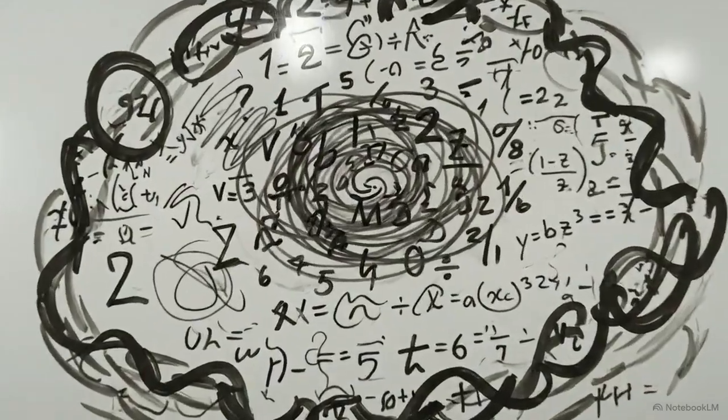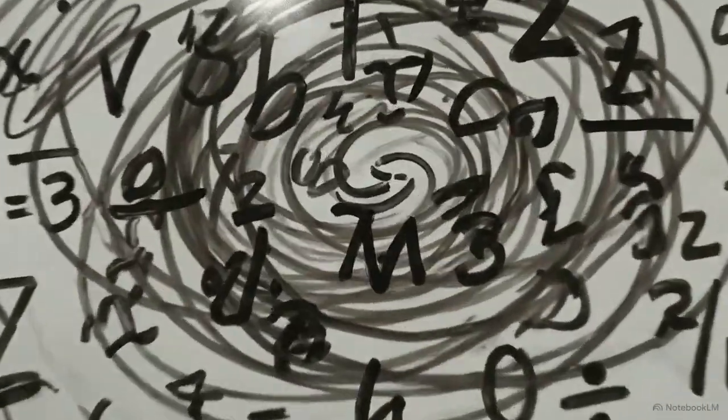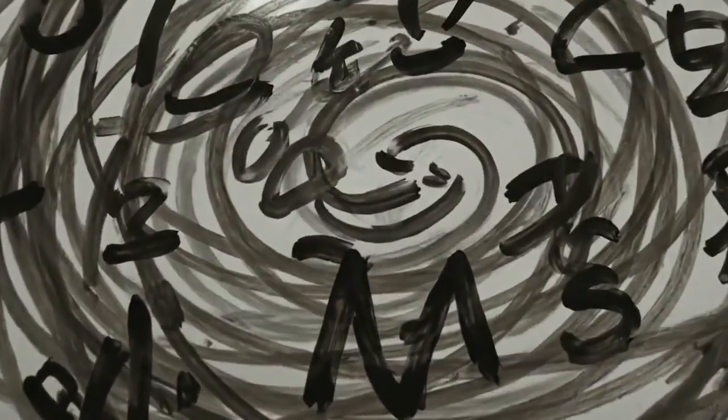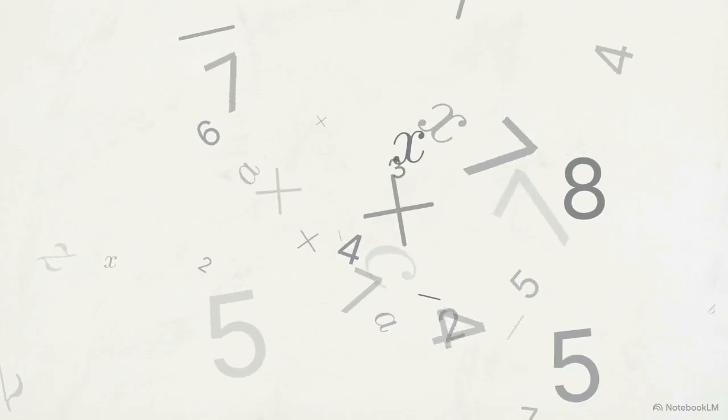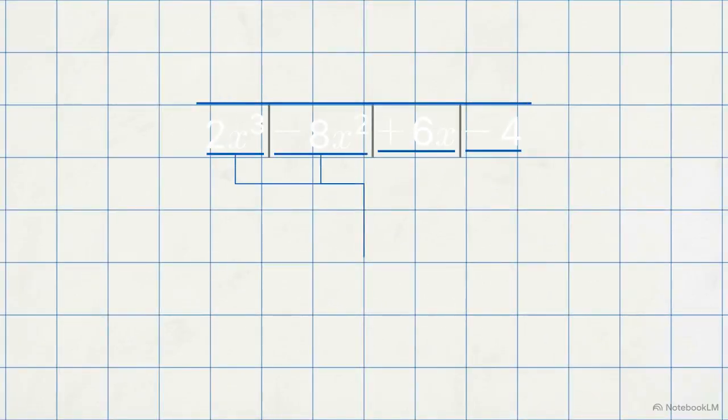Staring at a complex algebra problem can be paralyzing. You are faced with a chaotic string of variables, exponents, and numbers, and often have no idea where to begin. But that confusion hides a predictable, logical pathway.